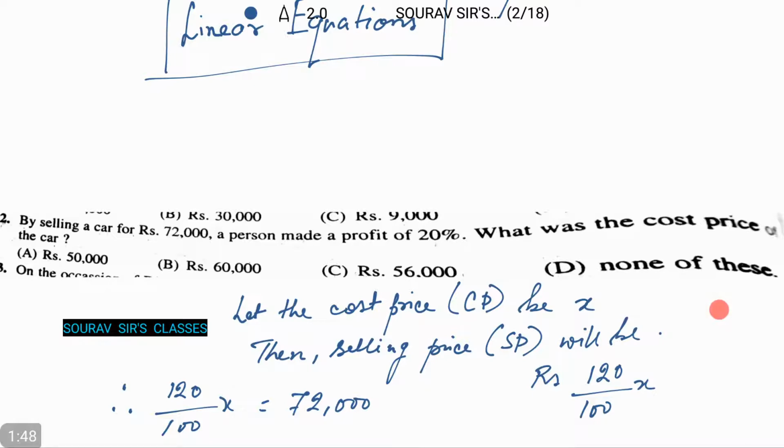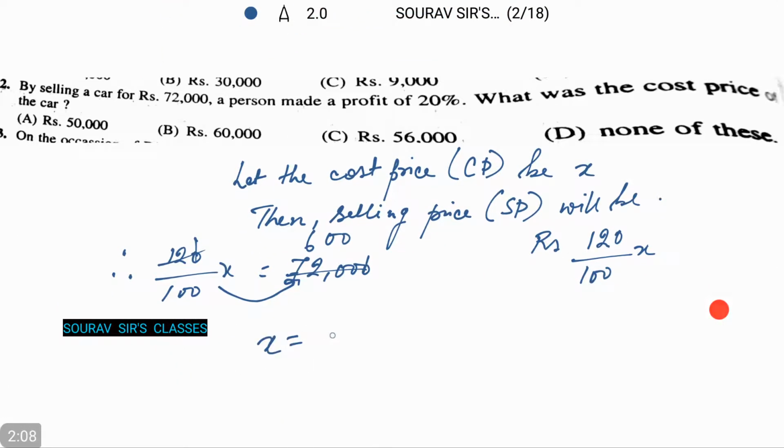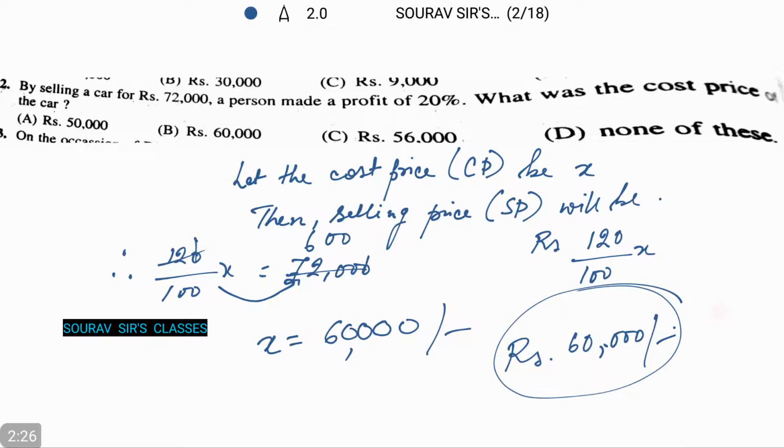So if we just solve for x, we will get this zero will cancel out, this 12 and this 7200 will give 600. And this 100 will be transposed over to this side. So that becomes x equals 6 followed by 4 zeros, which is 60,000. And that's your answer. Rupees 60,000. Right. Moving on to the next sum.